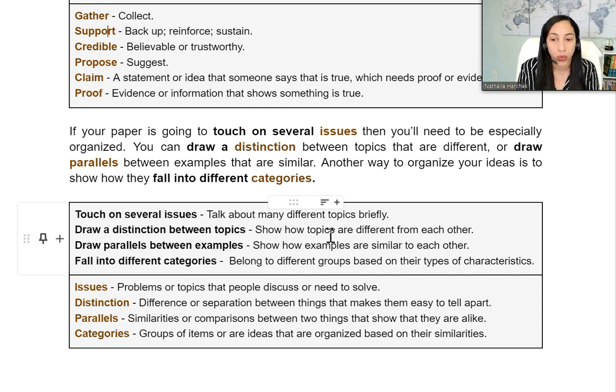Draw parallels between examples to show how examples are similar to each other. So here's the opposite. Here you show the similarities, not the differences. To fall into different categories. So categories are basically groups, right? And then, for example, we are studying academic English.